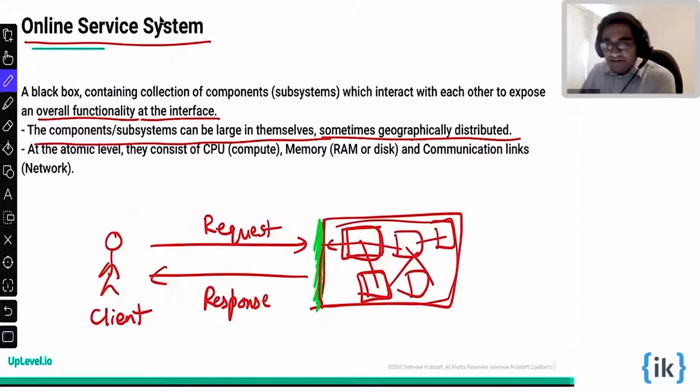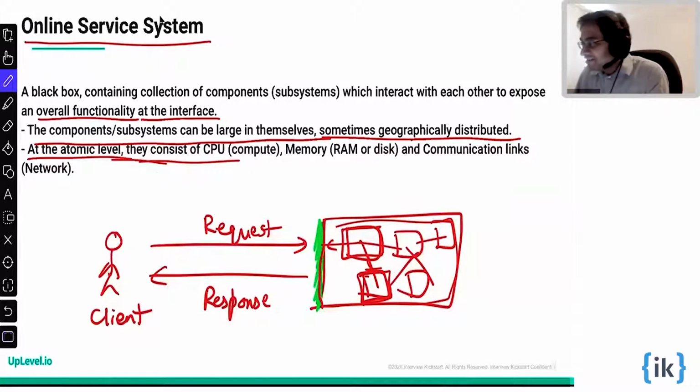But this is a recursive definition. So if you zoom into any of these smaller boxes, they in turn would be composed of smaller and smaller components that interact with each other to provide some kind of interface, some kind of service to other systems which are interacting with them internally here inside this overall box. But if you keep zooming in, at some point your recursive definition will end up at some base cases.